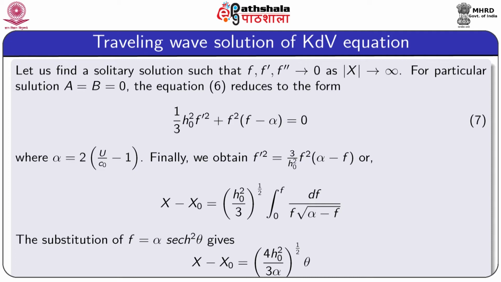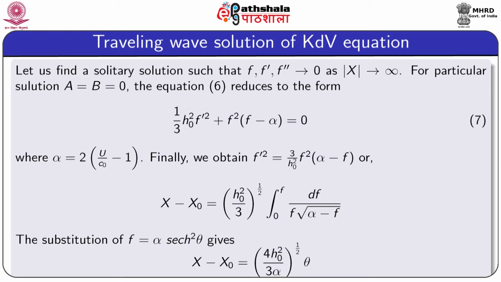Then we obtain the value of f' from equation 7. So, we find the value of f' squared first, this equals 3 by H0 squared f squared into (alpha minus f). Then we take the square root of f' and then we integrate. So, we obtain X minus X0 equals H0 by square root of 3 into the integration from 0 to f of df by f into square root of (alpha minus f).